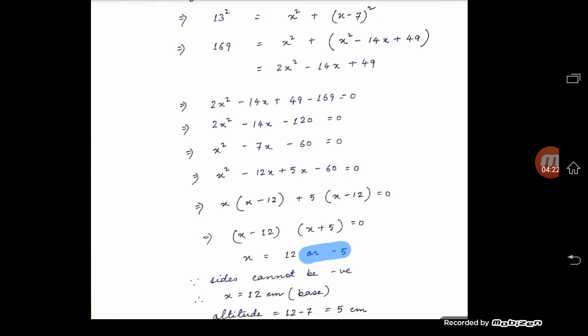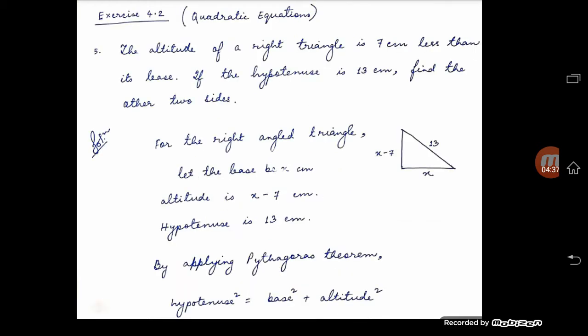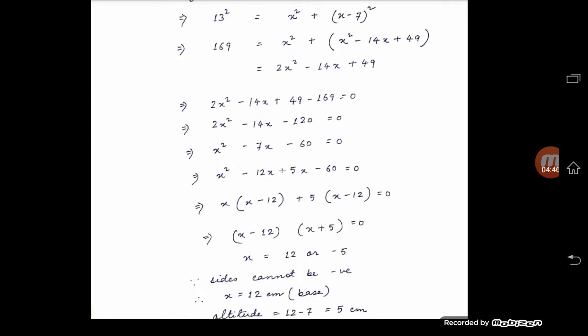Now, since x is a side of a triangle, x has to be positive and cannot be negative. So this minus 5 we eliminate. So we get x equal to 12 as its base. Now, what we have to find? We have to find this altitude. Altitude is 7 centimeter less than its base, equal to 5. There is a right angle triangle. We have base equal to 12 centimeter and altitude or height equal to 5 centimeter. So we have found out these two sides.